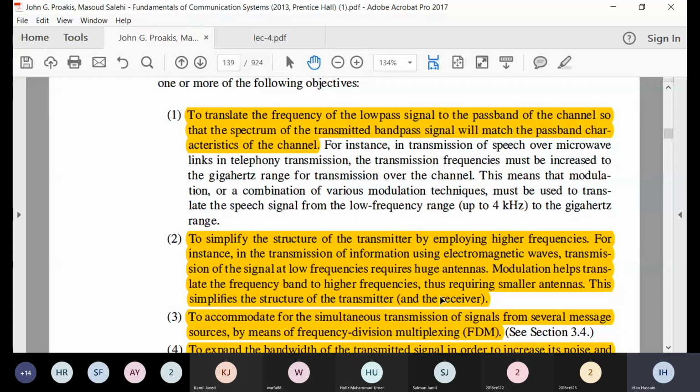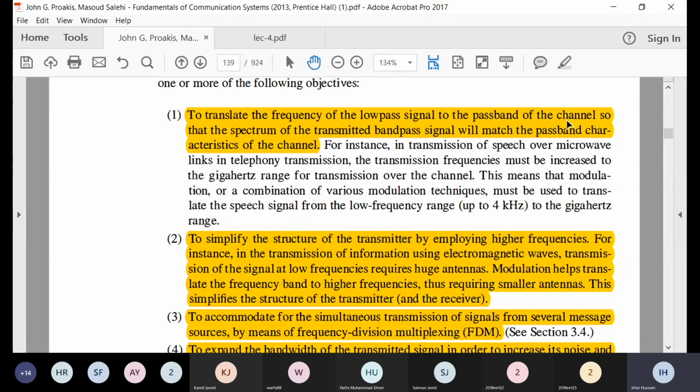First objective is that you want to translate the frequency of the low pass signal to the band pass, or to the pass band channel, or band pass is also said, so both are right words. Because you know that each, let us say TV broadcast, radio broadcast, or any other company and application is allocated a certain set of frequencies, a certain spectrum of the overall frequencies.